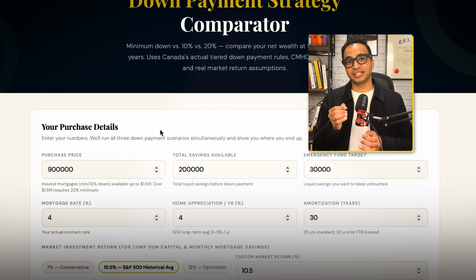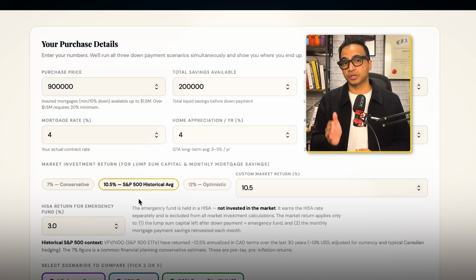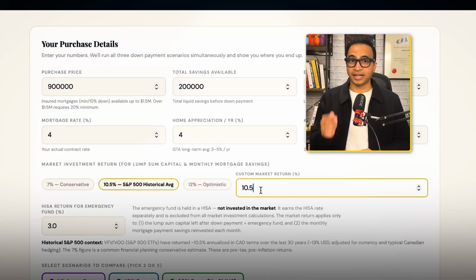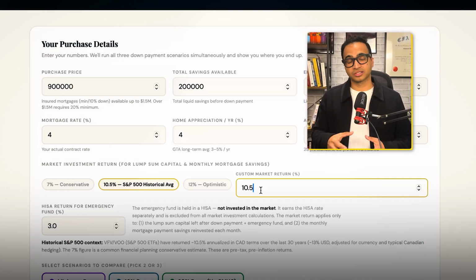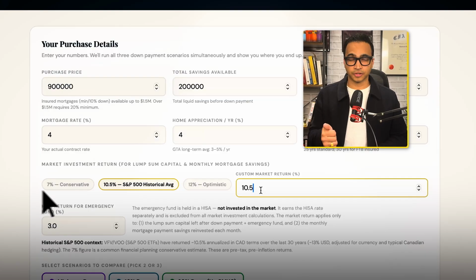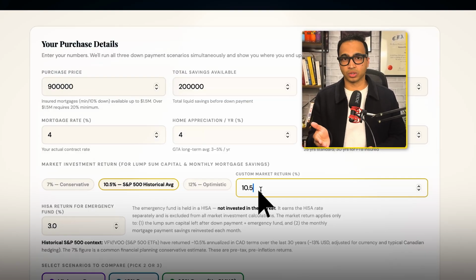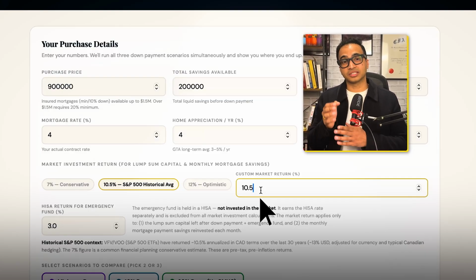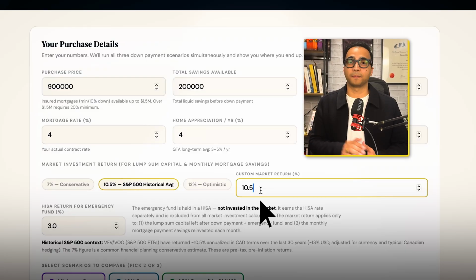Now, this is the expected annual return on any capital that doesn't go into the down payment and is not your emergency fund. This is the money you keep in the market instead. The tool gives you a few options, conservative, moderate, or you can enter your own number. This one matters because it's the variable that most changes the comparison. The tool is essentially asking if this money isn't in the house, what does it do instead? And depending on your answer, the results will look quite different.